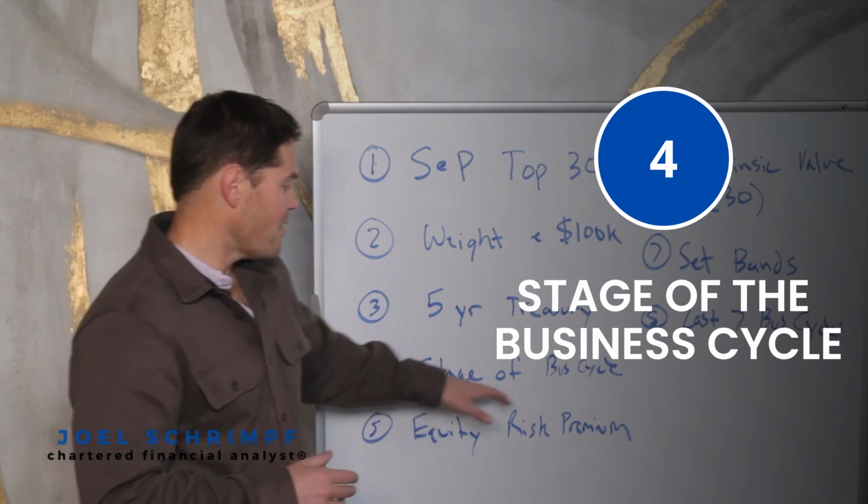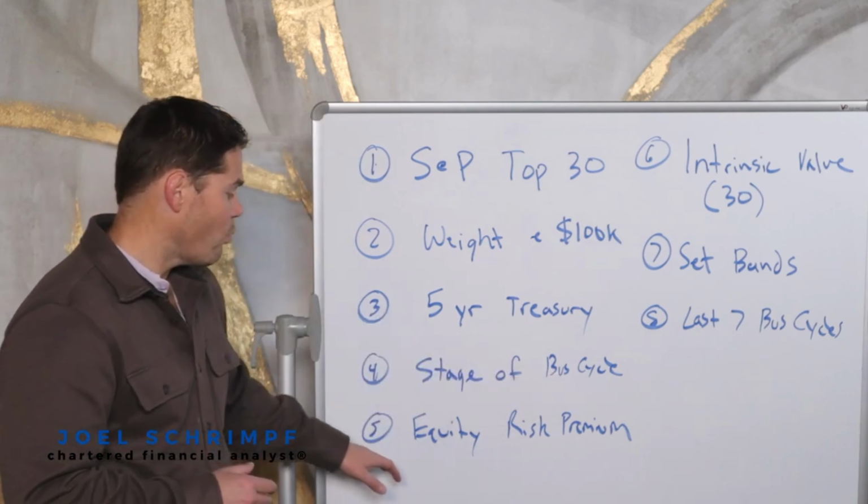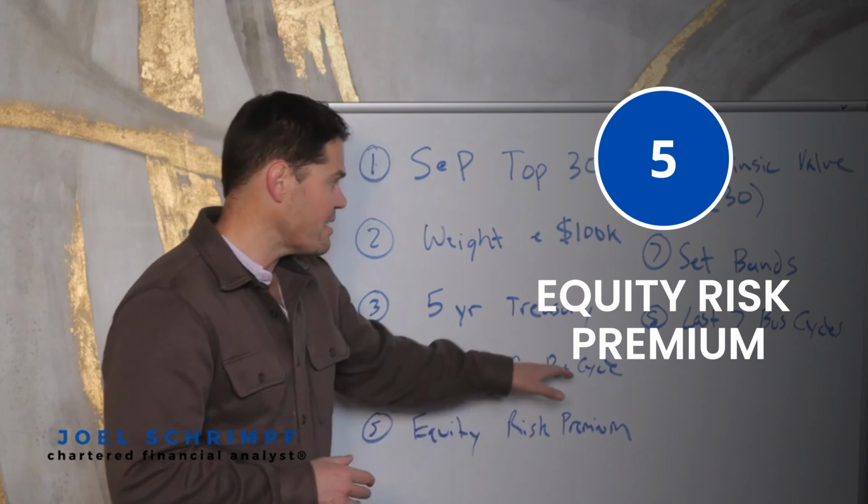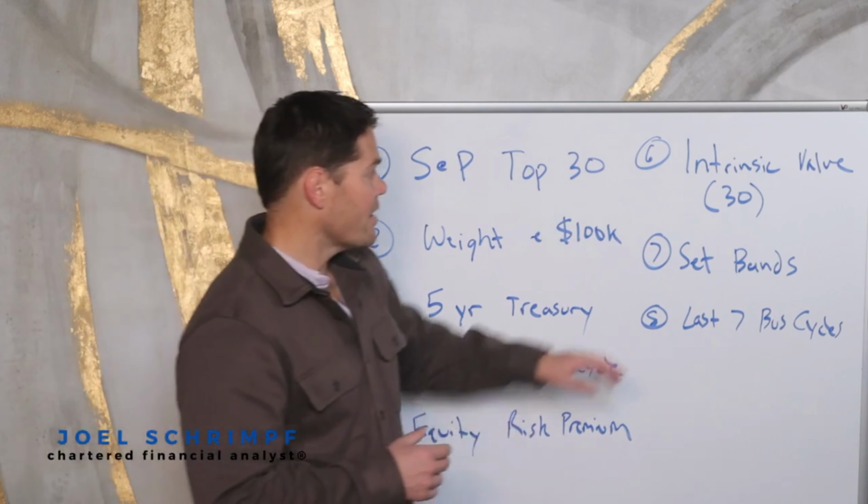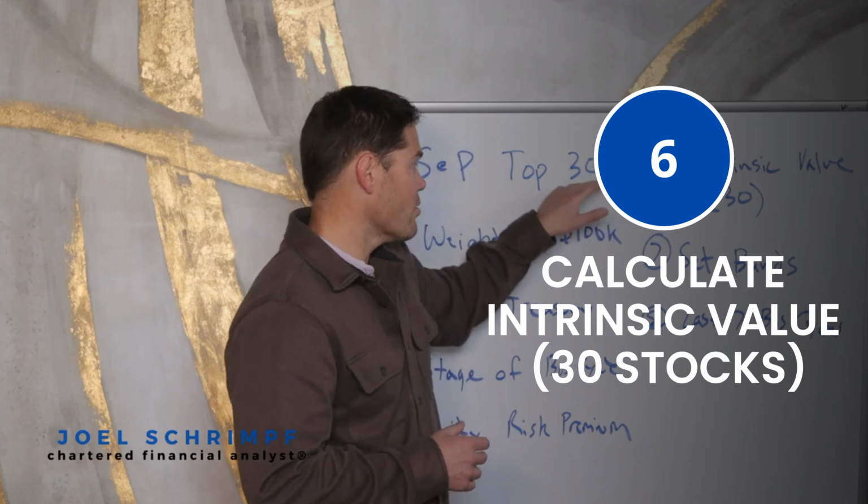Then I'm looking at the stage of the business cycle. I'm understanding what the equity risk premium is based upon the business cycle and other variables. I then calculate my intrinsic value of those 30 stocks.